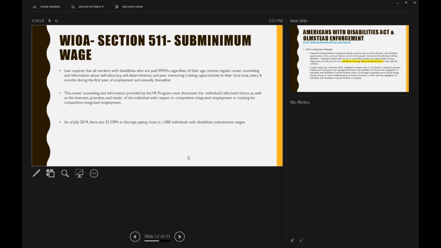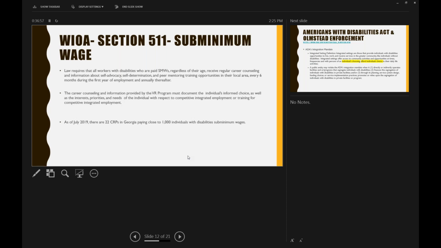The career counseling and information provided by the VR program must document the individual's informed choice, as well as the interests, priorities, and needs of that person with respect to competitive integrated employment or training for competitive integrated employment. So keep in mind, CIE is what we call it for short. It has to be in the community. They're earning real wages. It's working alongside others who do not have disabilities. It is of their choice, and they have opportunities for advancement.